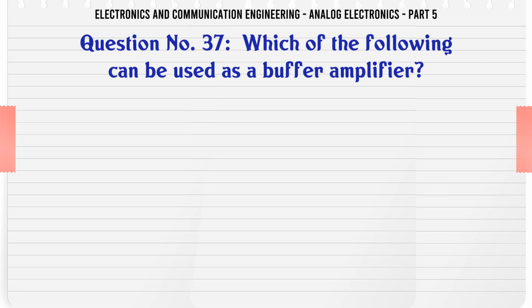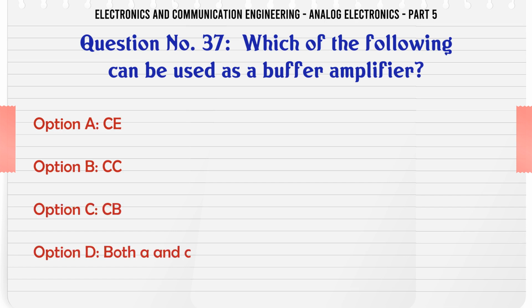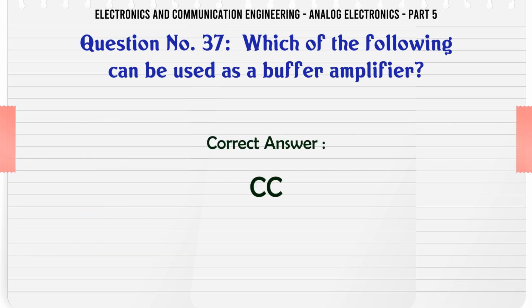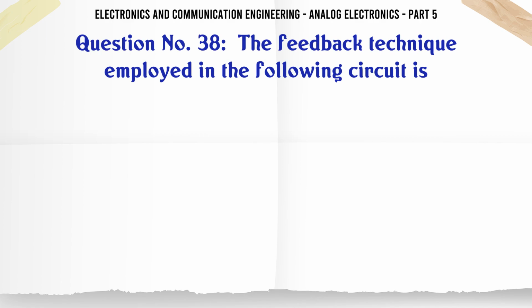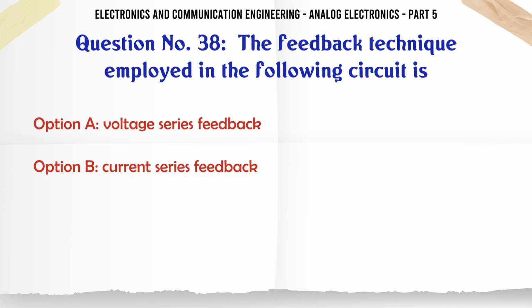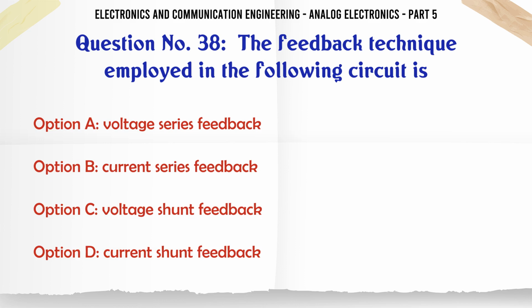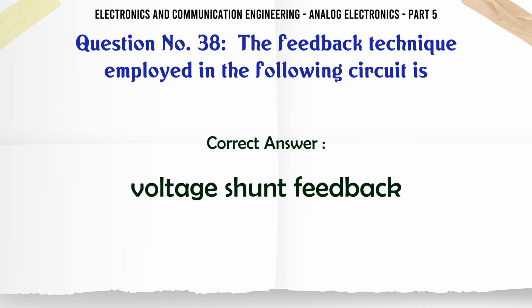Which of the following can be used as a buffer amplifier? A, CE; B, CC; C, CB; D, both A and C. The correct answer is CC. The feedback technique employed in the following circuit is: A, voltage series feedback; B, current series feedback; C, voltage shunt feedback; D, current shunt feedback. The correct answer is voltage shunt feedback.